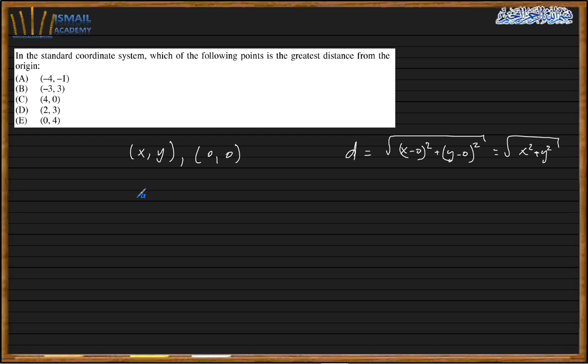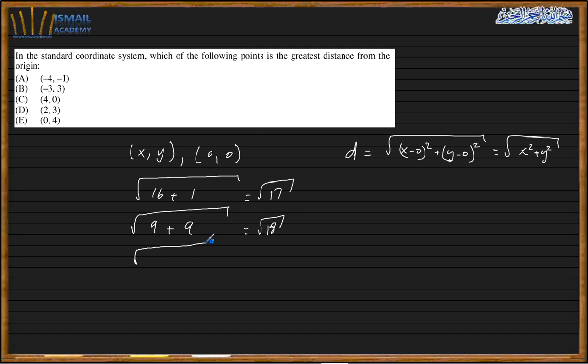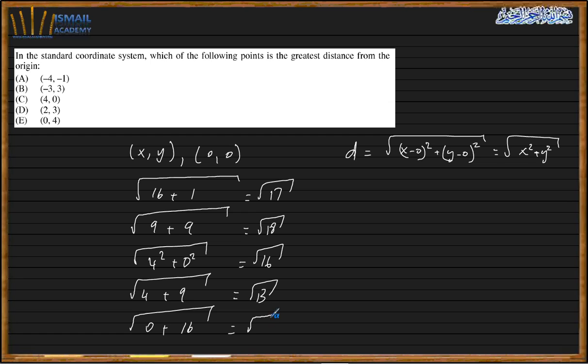The first one is the square root of 4 squared, which is 16, plus 1, so the square root of 17. Next, 3 squared is 9 plus 9, so the square root of 18. Then the square root of 4 squared plus 0 squared, which is the square root of 16. Then 2 squared is 4 plus 9, which is the square root of 13. And the square root of 0 plus 4 squared is just the square root of 16. So my choice is the second one, B.